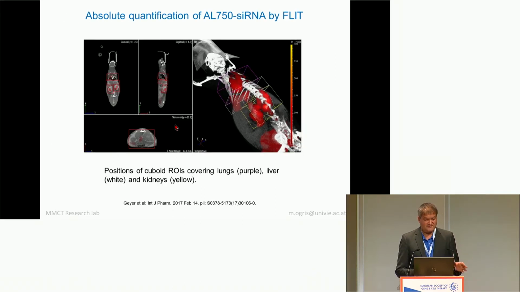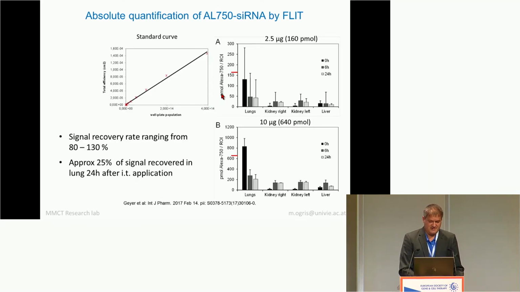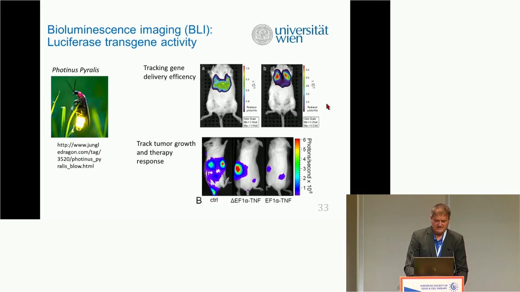You can also quantify this. You can make such kind of three-dimensional regions of interest and make a calibration curve, and then you can tell, okay, how much of your material stays, for example, like here in the lung area, and how much is moving to other areas of the body. So it's a relatively convenient method. The other thing is bioluminescence imaging.